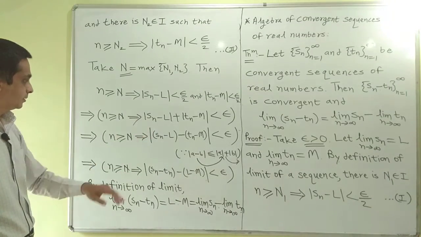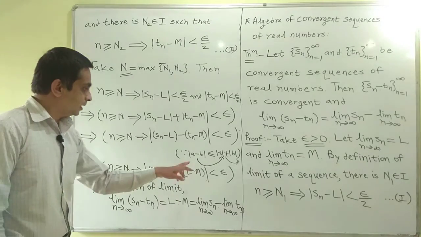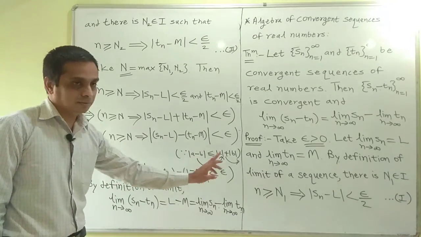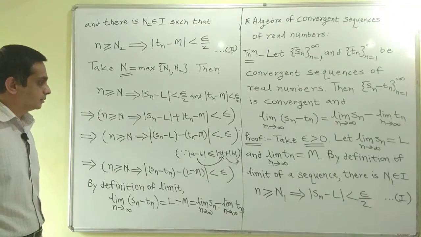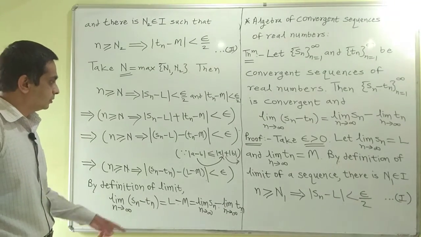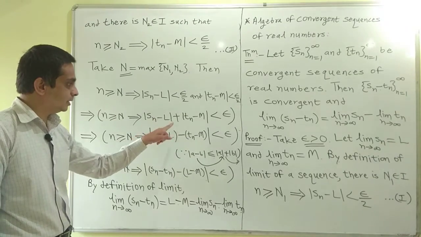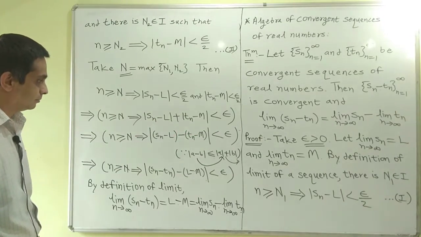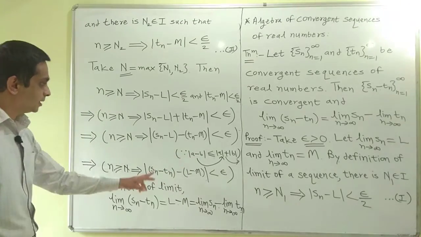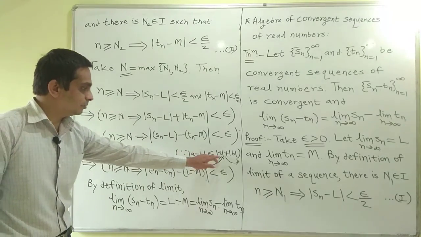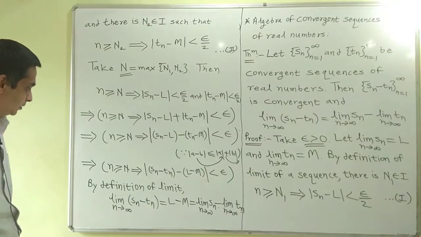This is correct, and |A minus B| is less equal to |A| plus |B|. So A is Sn minus L and B is Tn minus M. Okay, so |A minus B|, A is Sn minus L and B is this, |A| plus |B|.